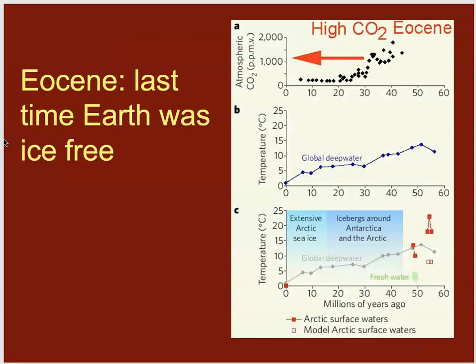The Eocene came after the dinosaurs, in the time of mammals, around 35 to 40 million years ago, and the amount of carbon dioxide in the Eocene was very high. The amount of methane was very high, almost as high as in the time of the dinosaurs. It wasn't until after the Eocene that icebergs and Arctic sea ice began to develop. So the Eocene was really the last time the Earth was ice-free.